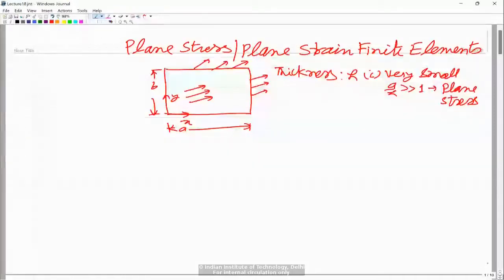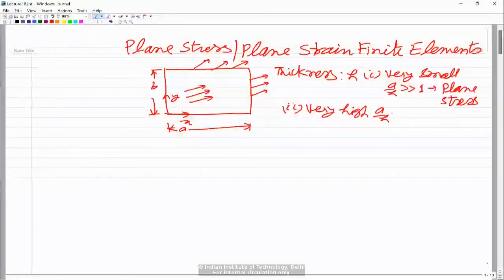And the second is if the thickness is very high. Thickness is very high means a by h is much less than 1. Then this is known as a plane strain problem. So we are going to combine these two together. Although the surface geometry could be any, even irregular, circular, triangular, square geometry, anything.